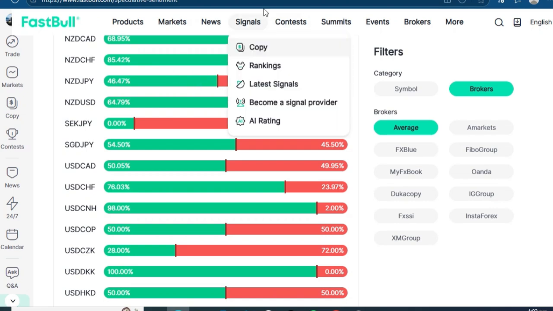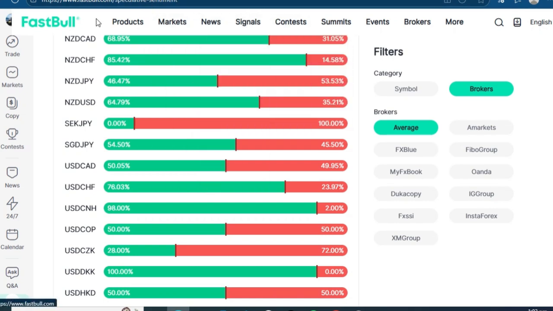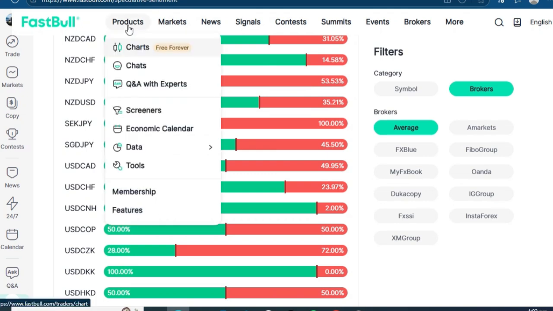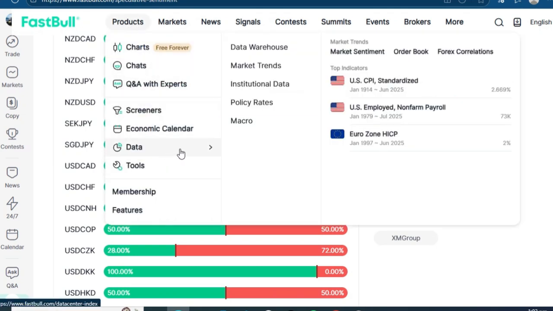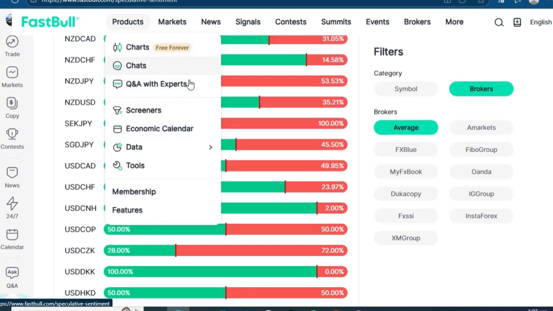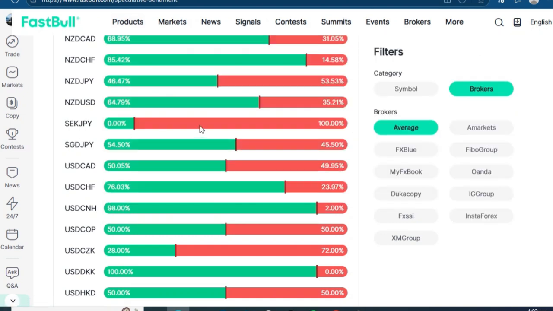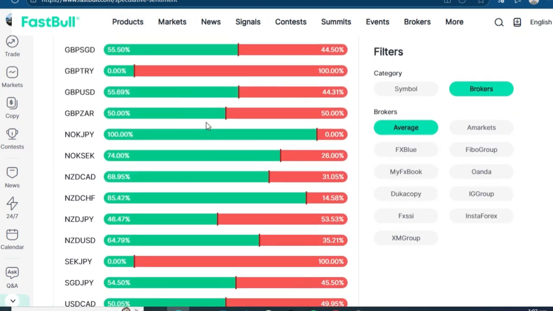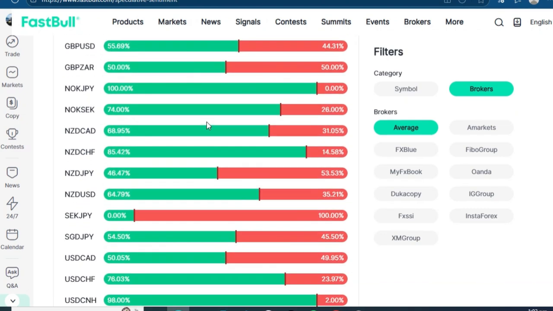So you're just going to go to FastBull, and then you're going to go to products, and then you're going to go to data, and then you're going to go to market trends. When you get to market trends, this is what you're going to find, these charts over here. What you're going to be looking for is one that has got a huge difference between the green side and the red side. Let's say this is NZD CHF, which is a very good example.